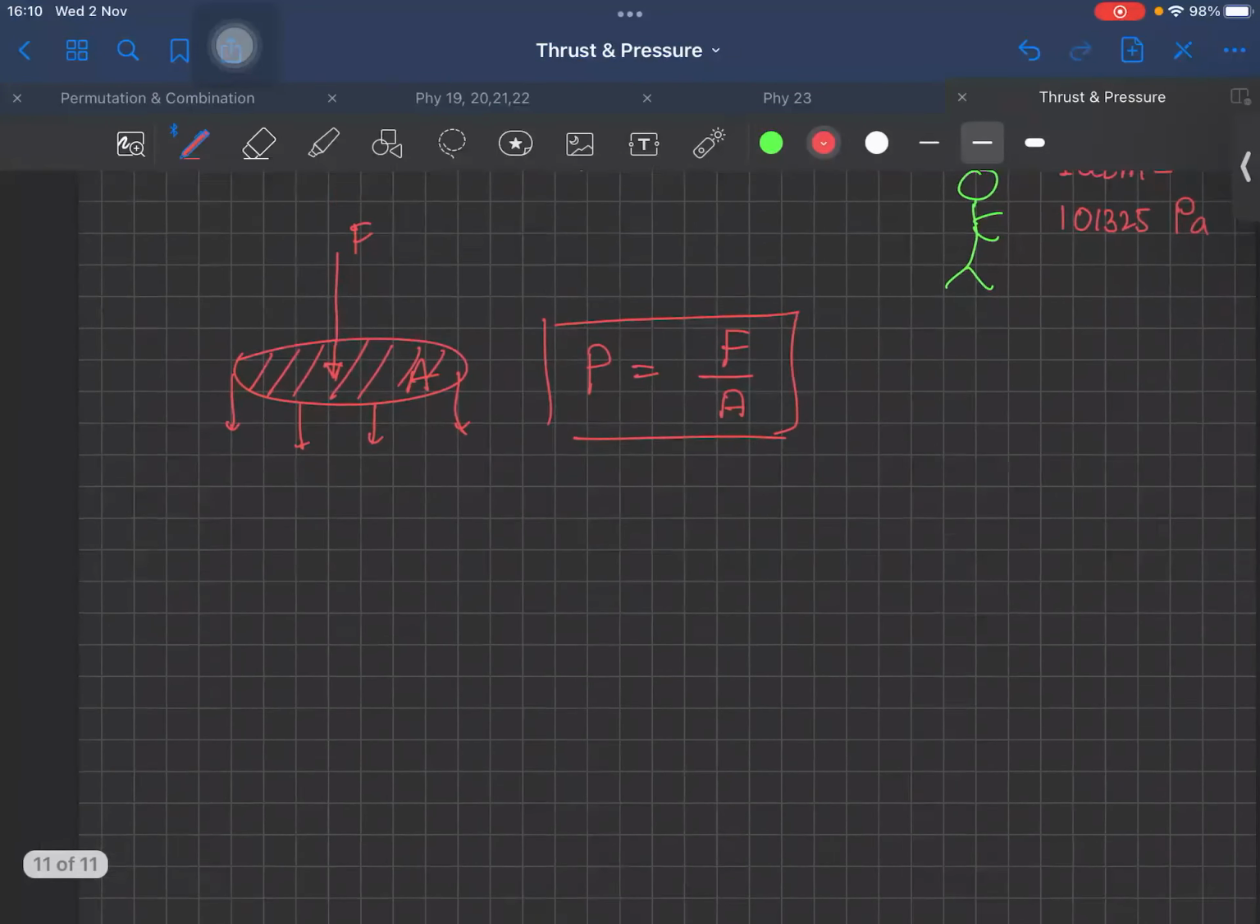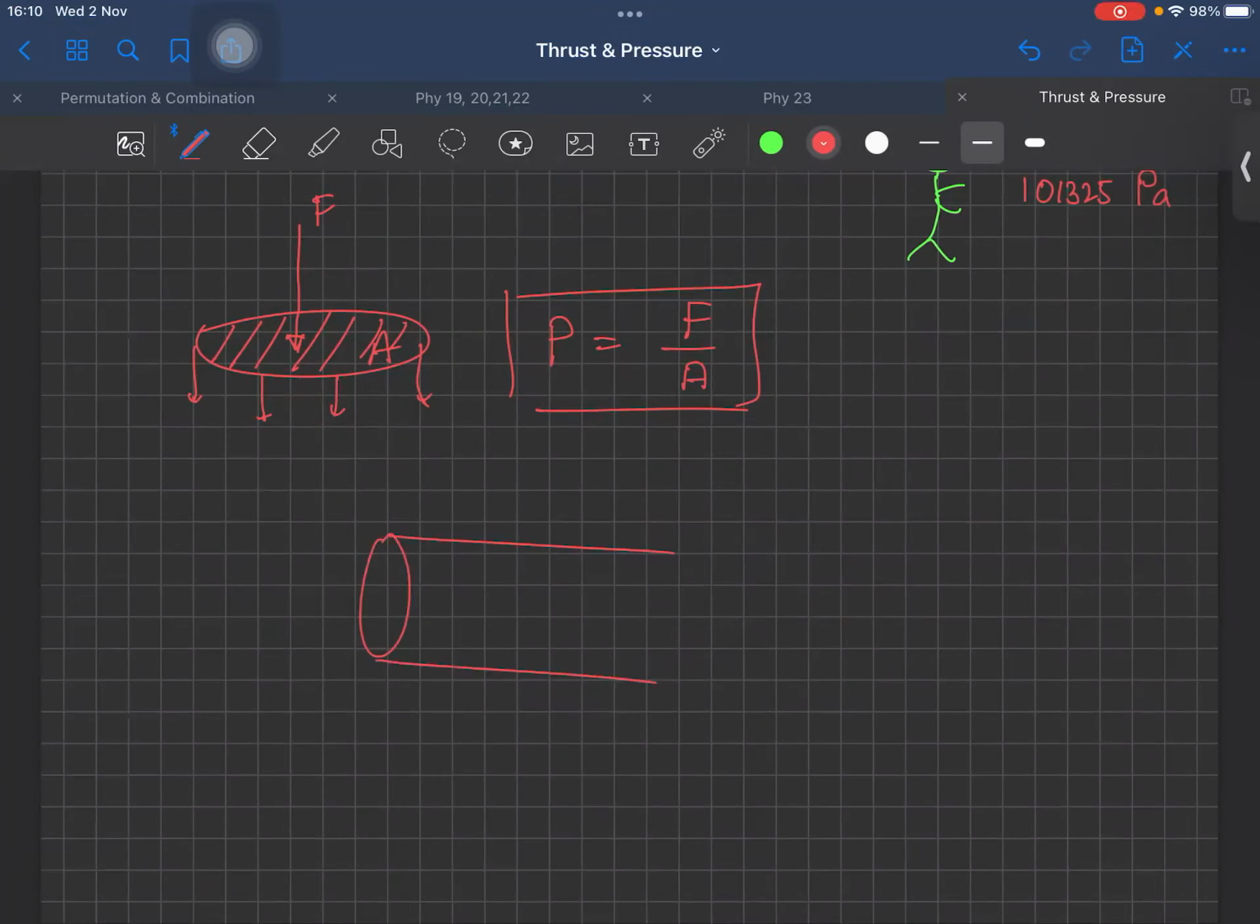Okay, let's say there is a cylinder. If this is your cylinder, so what do you mean by cross sectional area?